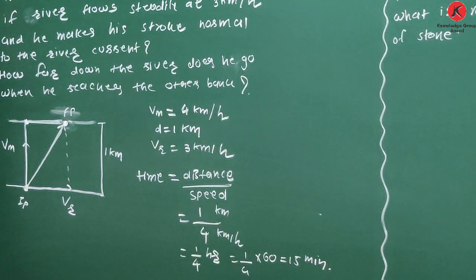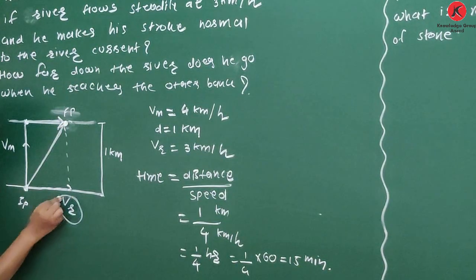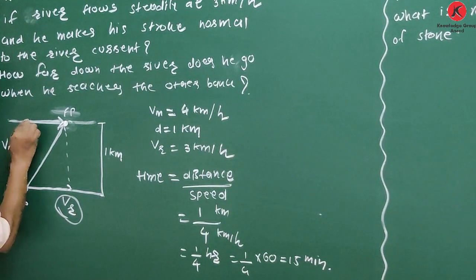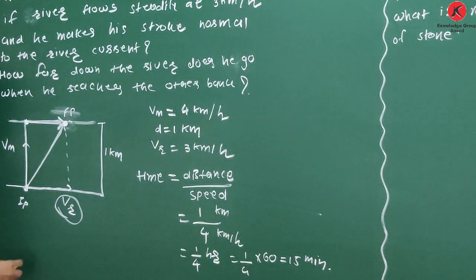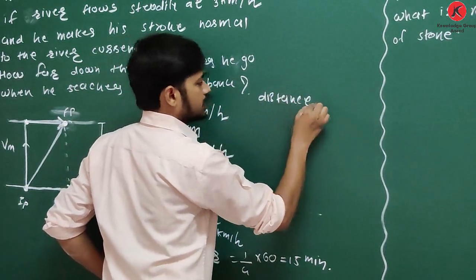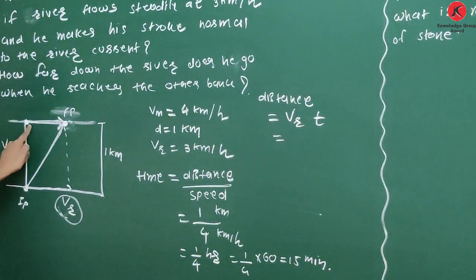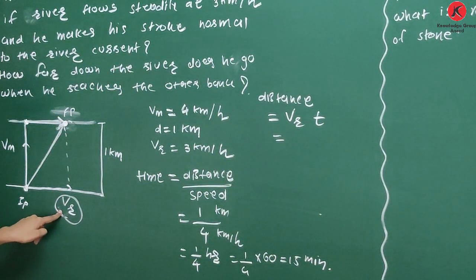How to find this distance? This horizontal distance is traveled with speed Vr, as we have seen in the previous example. To calculate the horizontal distance, you have to take the horizontal component of velocity. So distance is equal to Vr into t, because this horizontal distance is traveled due to this component Vr.